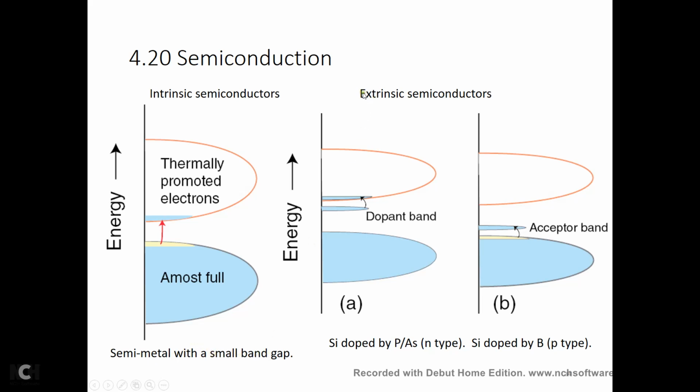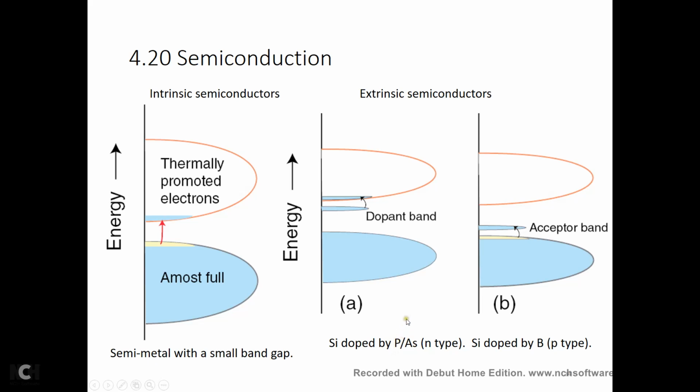Now let's look at extrinsic semiconductors. For example, if we dope this silicon with phosphorus, remember phosphorus has 5 valence electrons. Silicon has 4 valence electrons. So if you have just pure silicon, you have a valence band, a conduction band, and a fairly large band gap here. Now, adding phosphorus will introduce a new dopant band because of the 5th valence electron from the phosphorus.